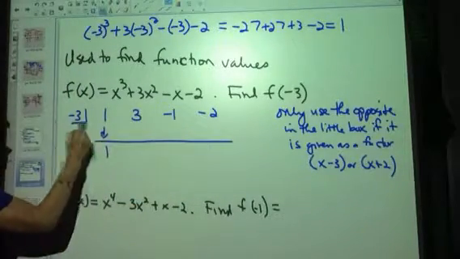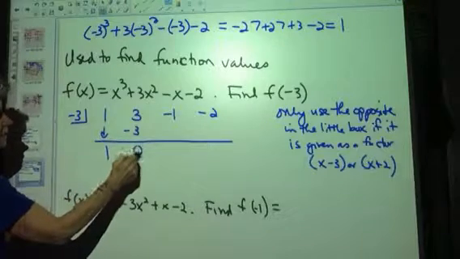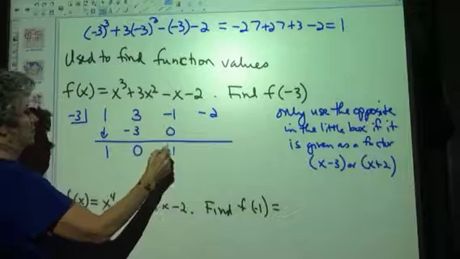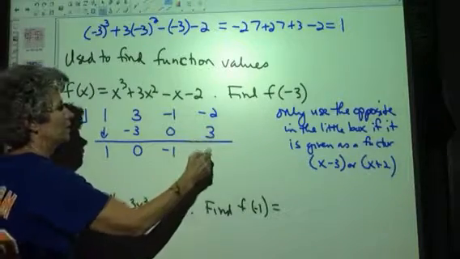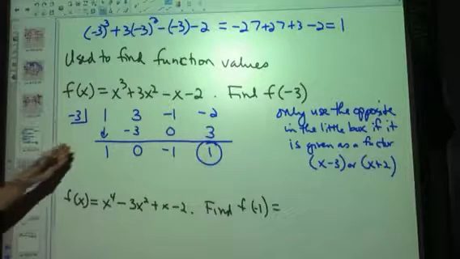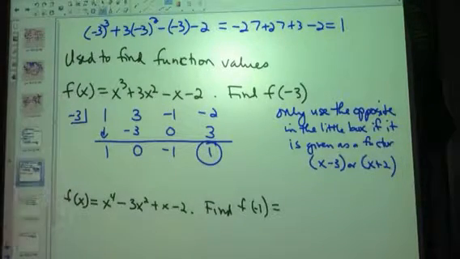Again, you continually multiply and add. Multiply and add. Multiply and add. And there's the answer. The answer was 1. So again, it's quicker this way and safer because you had all those negatives.